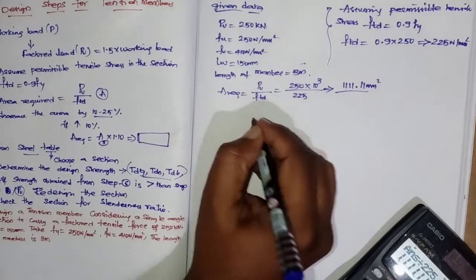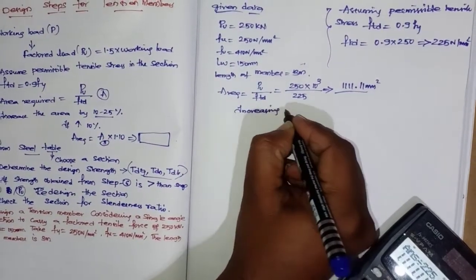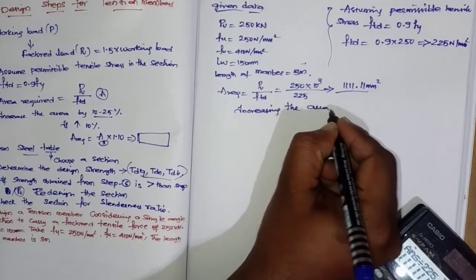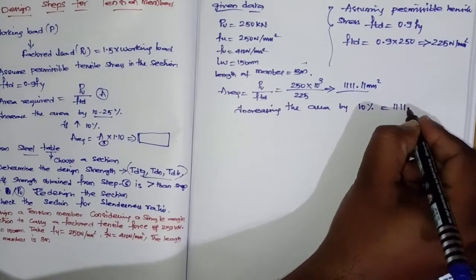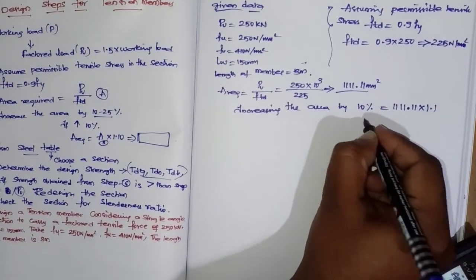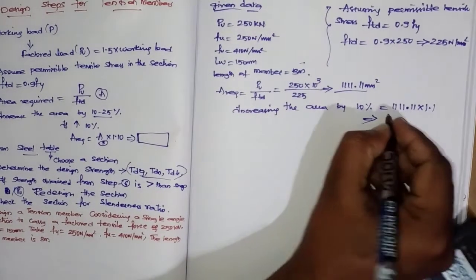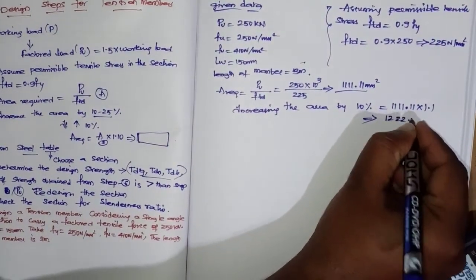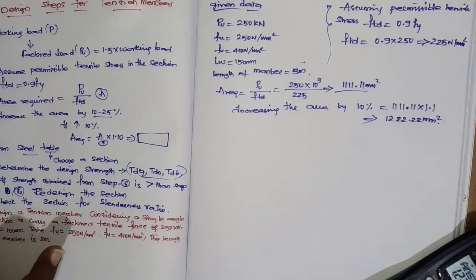Now I will increase the area by 10%. So increasing the area by 10%, to 1111.11 you multiply by 1.10, and you get 1222.22 mm square. Now have they mentioned anything like equal angle or unequal angle? They have not mentioned, right? So for that you can choose any section.